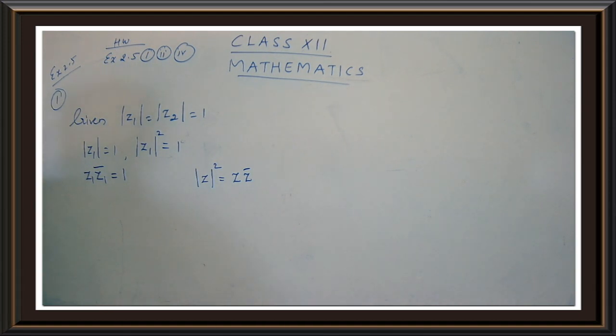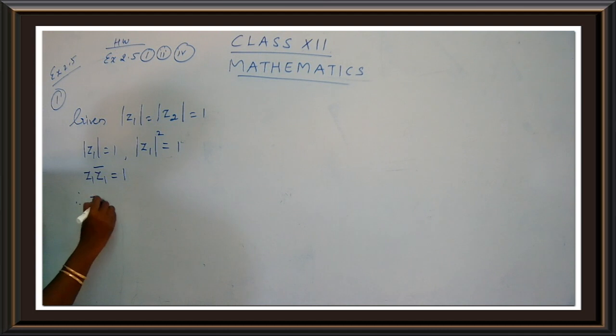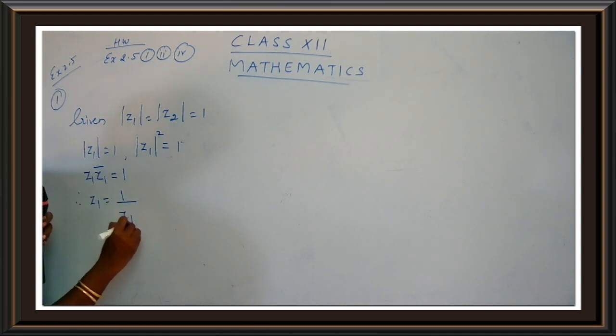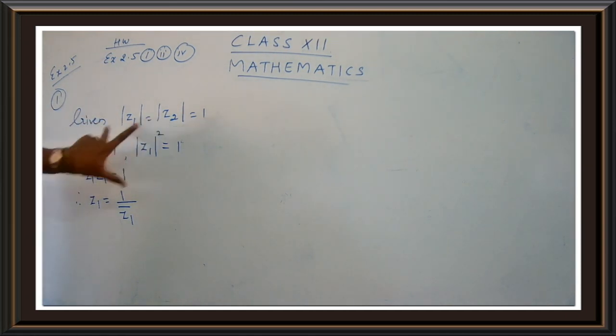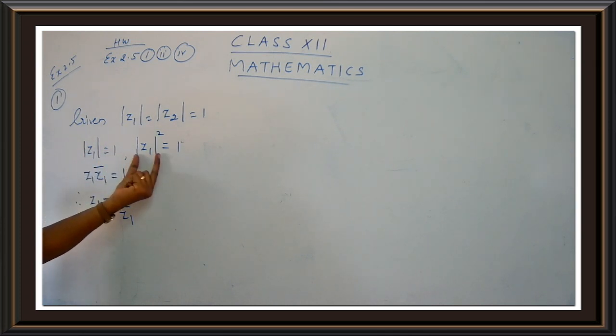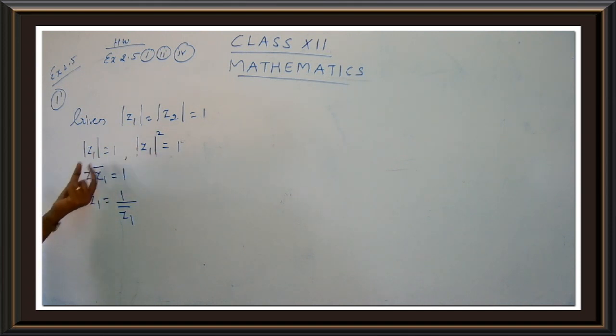So therefore Z1 into Z1 bar is equal to 1. Therefore I want the value for Z1. So Z1 is 1 upon Z1 bar. I hope you are clear. We are going slow. So modulus of Z1 is equal to 1, and I am squaring it. I get modulus of Z1 square is 1. So this is the first property that we are going to write down. Z1 into Z1 bar is equal to 1. So I want the value for Z1 and Z2, children. So I am writing the value for Z1. This is equal to 1 upon Z1 bar.